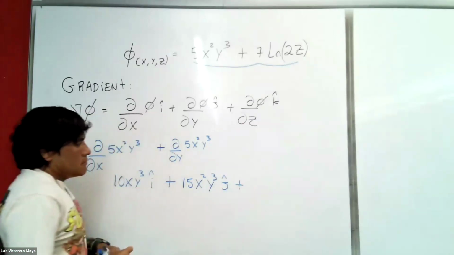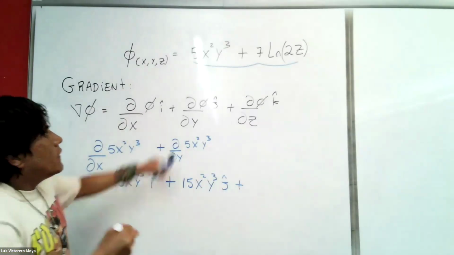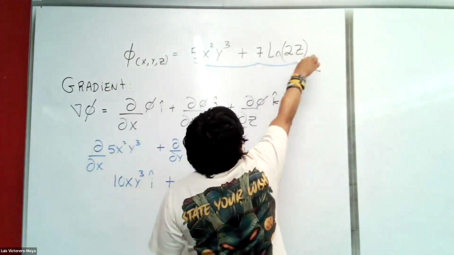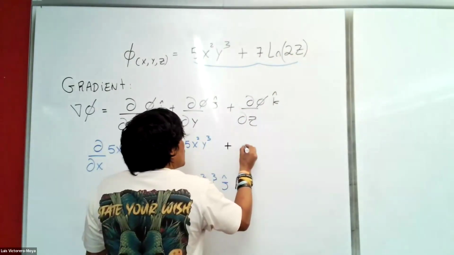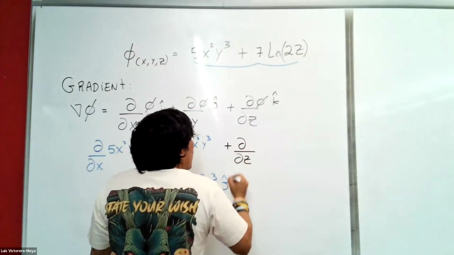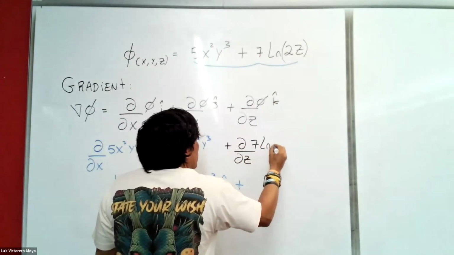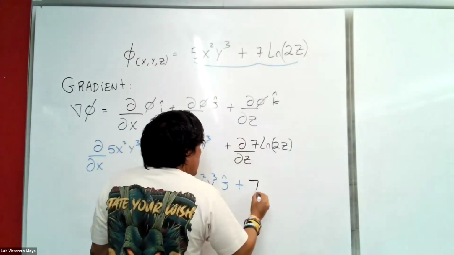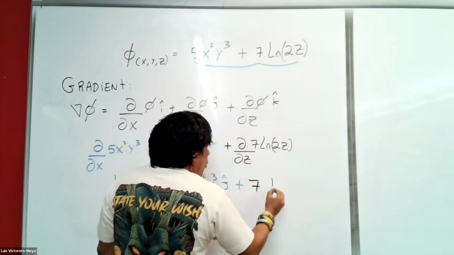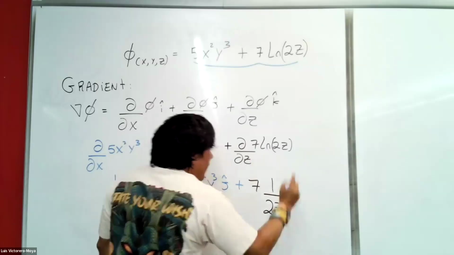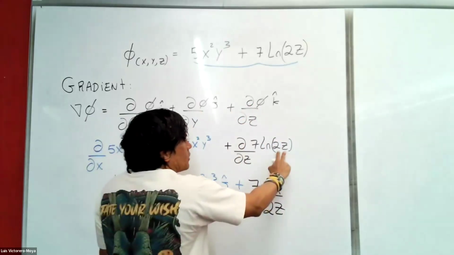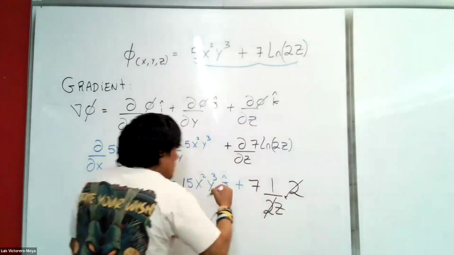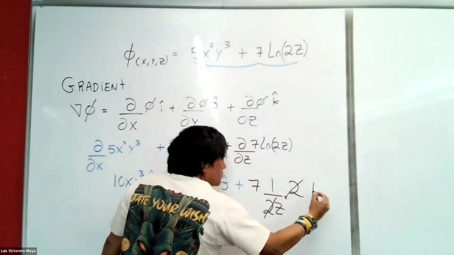And then on z, there is no z here, but there is z here: 7 natural log of 2z. So you're going to do the partial derivative with respect to z of just this part here, natural log of 2z. Now, 7 is a constant, so I put it here, 7, the derivative of natural log is 1 over 2z. But wait a second, chain rule. The derivative of 2z times 2. So, look, I have, okay.